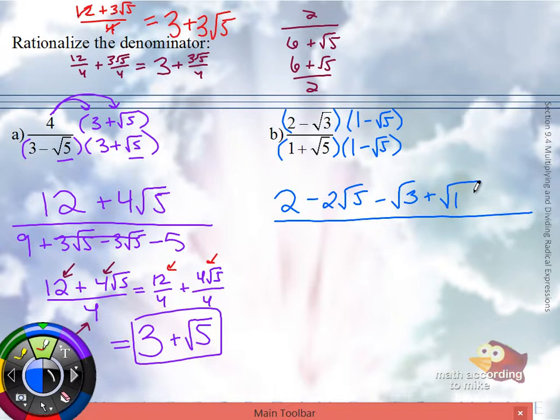Square root of 15. Negative times negative makes positive. Square root of 3 times square root of 5 makes square root of 15. Downstairs FOIL first. Outer. Upstairs, are there any like terms?